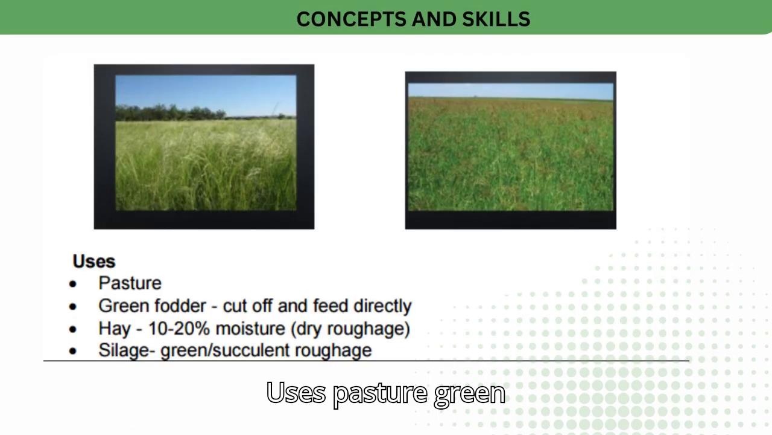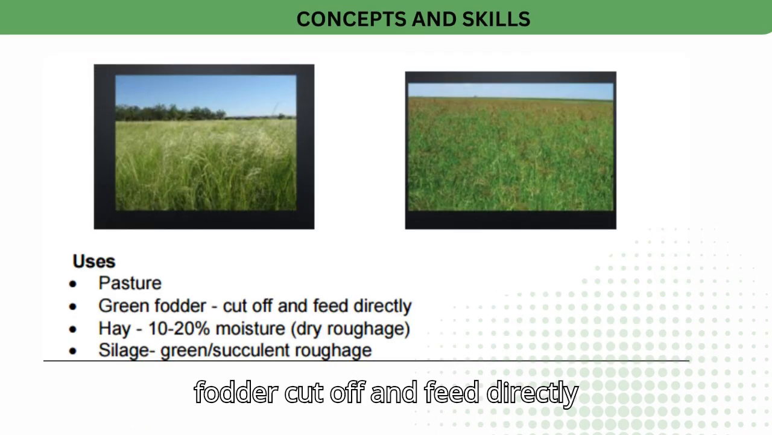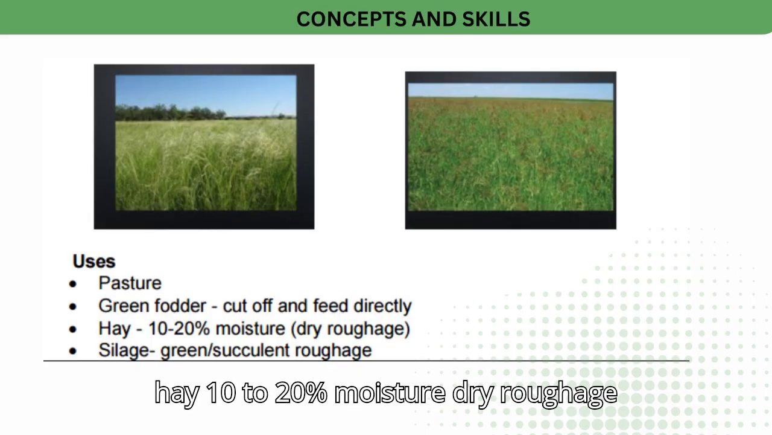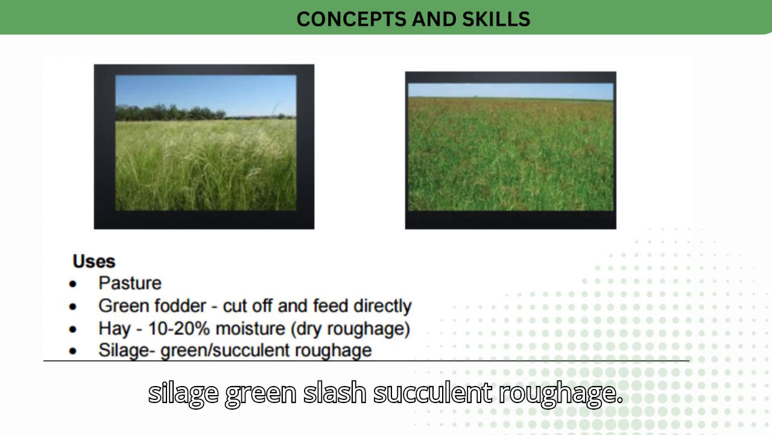Uses. Pasture. Green fodder, cut off and fed directly. Hay, 10 to 20% moisture, dry roughage. Silage, green/succulent roughage.